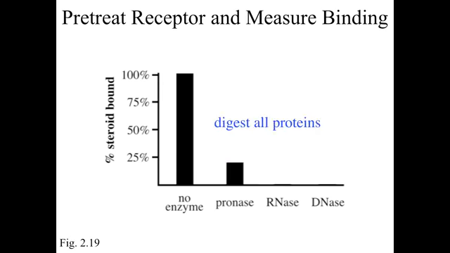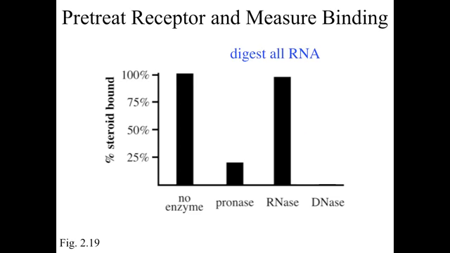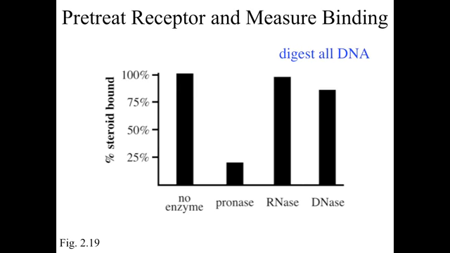In the next experiment, they added pronase to the cytoplasm. Pronase digests all the proteins. Then after a while, they added the radioactive steroid and determined how much was bound, and you can see only 25% was bound. When they did the same experiment, but this time instead of pronase, they used RNase, there was no significant difference in the amount of steroid bound to its receptor. Likewise, when DNase was added, almost the same amount of steroid was bound to its receptor.